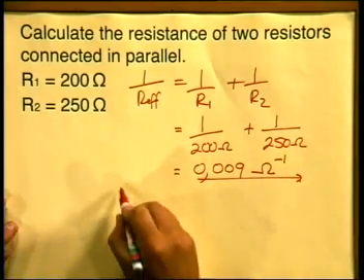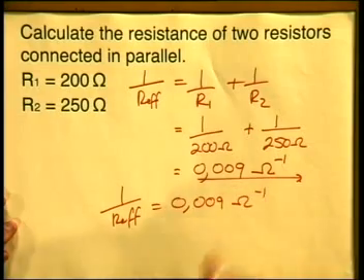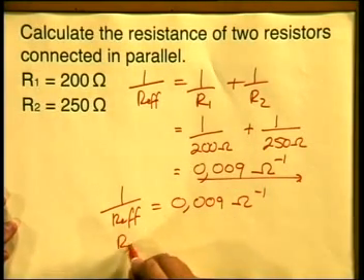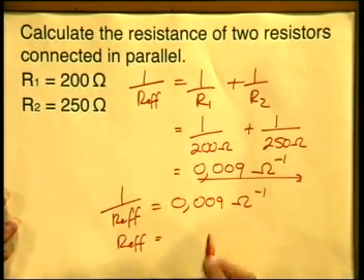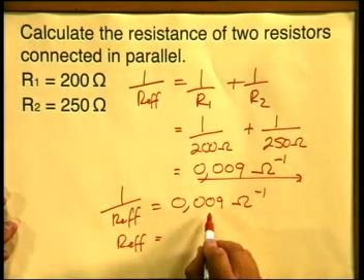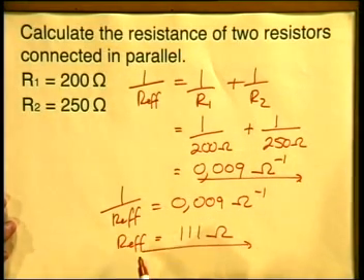Now here is an important part of the problem. What we have just calculated is 1 over R effective. We need to now calculate what the value of R effective is. Please watch what I do carefully. If 1 over R effective is equal to 0.009 ohms to the minus 1, then what we must do to get R effective is find the inverse of 0.009. Using your calculators, you will find that the inverse of this value is 111 ohms. So to conclude, the effective resistance of these two resistors connected in parallel is 111 ohms.